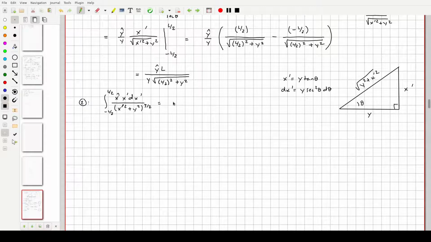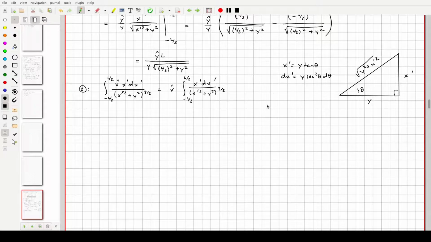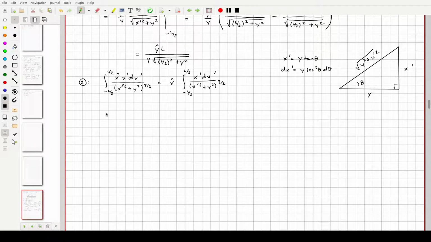Now here, x hat comes out. It's minus L over 2 to L over 2 here. We have an x prime, dx prime, divided by x prime squared plus y squared raised to the 3/2 power. And let's just go ahead and plug in our stuff.